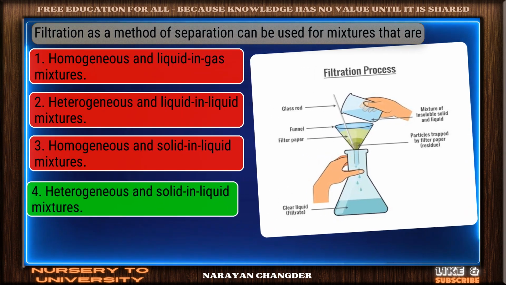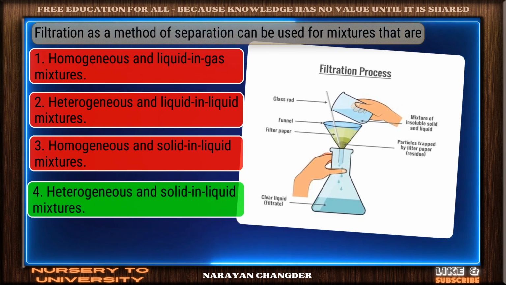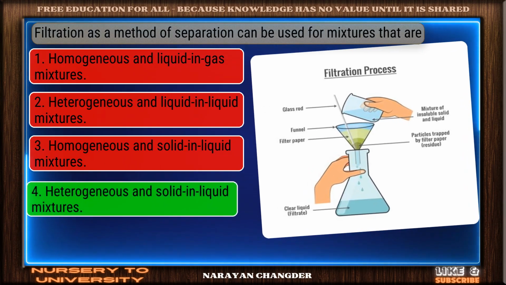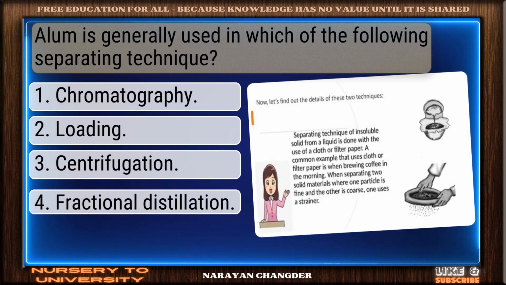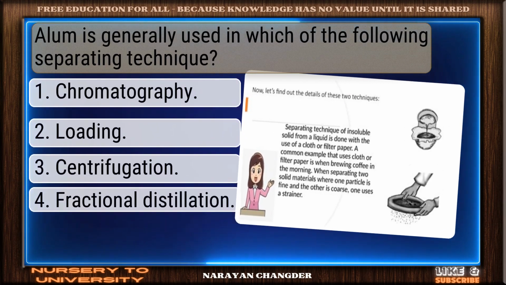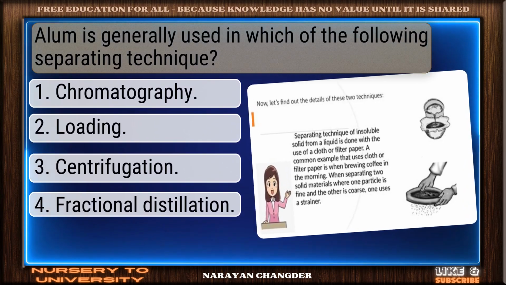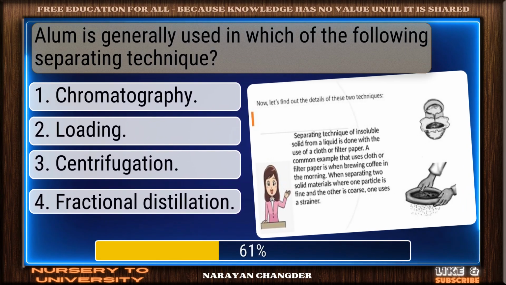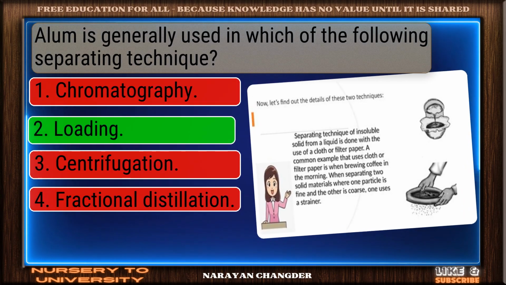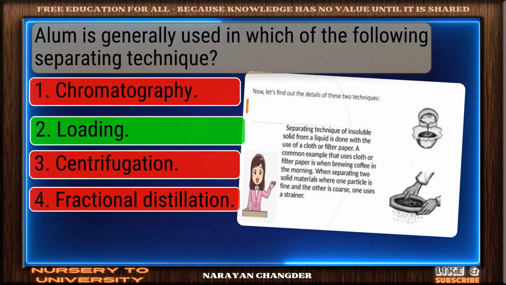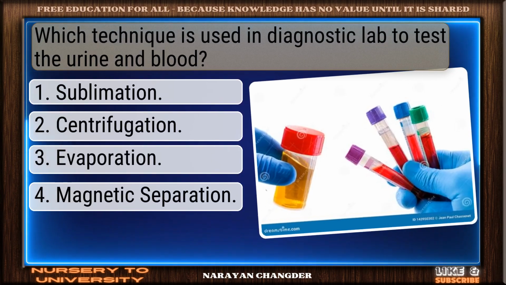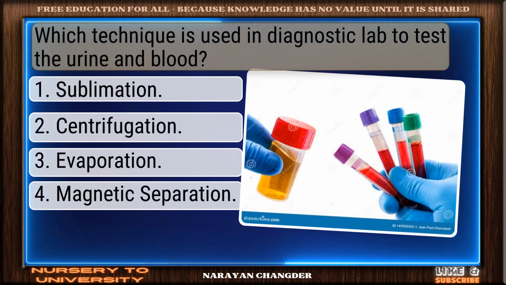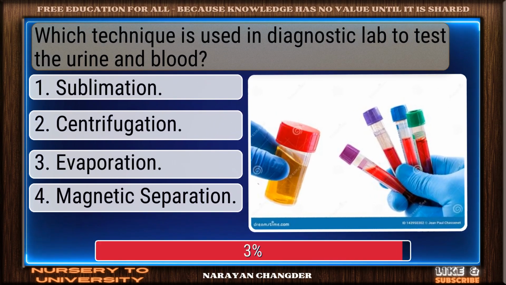Solid response. Heterogeneous and solid in liquid mixtures is a valid choice. Question number 97. Alum is generally used in which of the following separating techniques? You got it. Your choice, loading, is right. Question number 98. Which technique is used in a diagnostic lab to test the urine and blood?